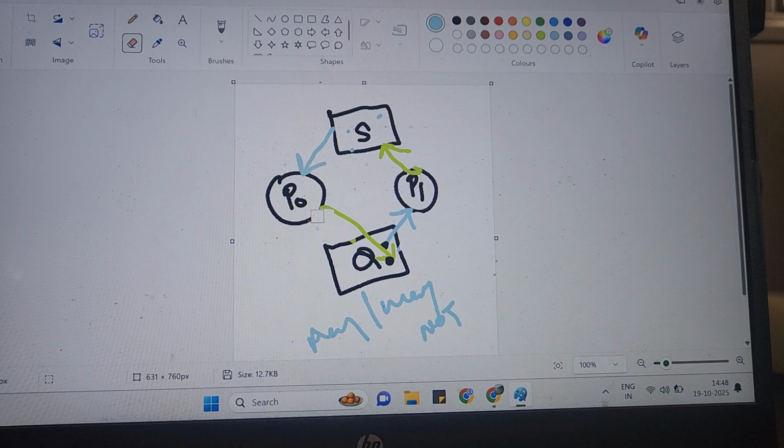So that is that. And we also saw how requests and allocations are made, right? So first a process makes a request, and as soon as that resource is available, the request edge gets converted to an allocation edge.